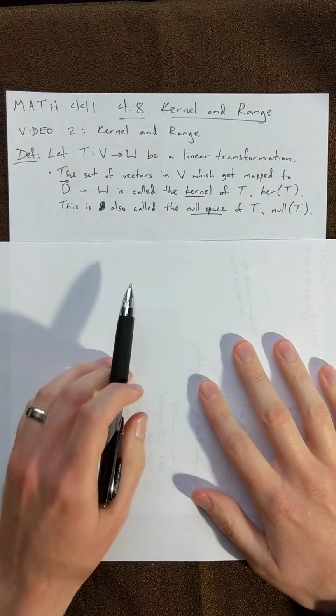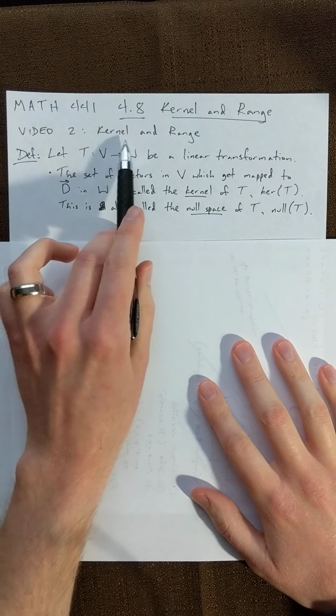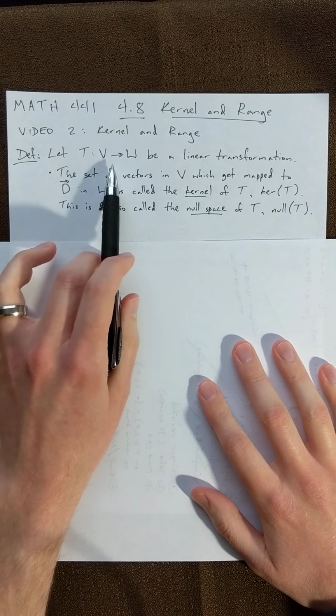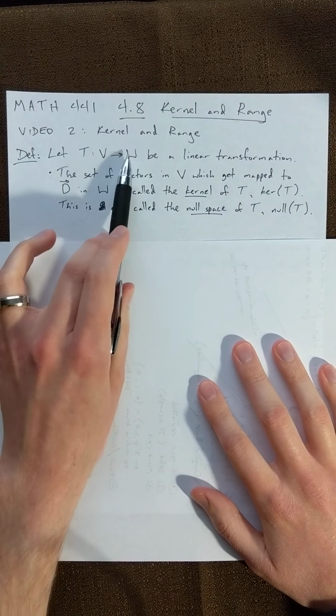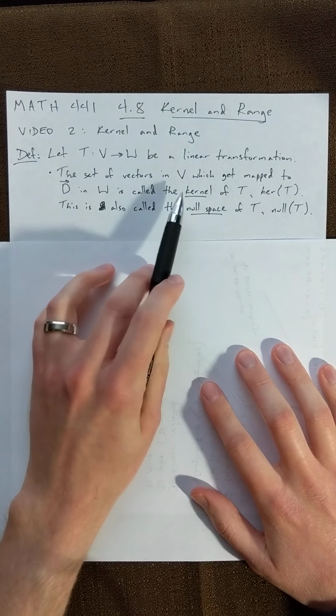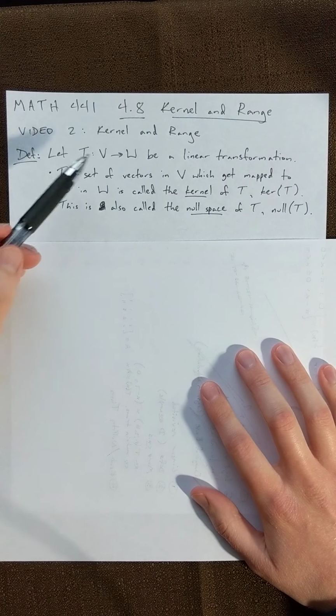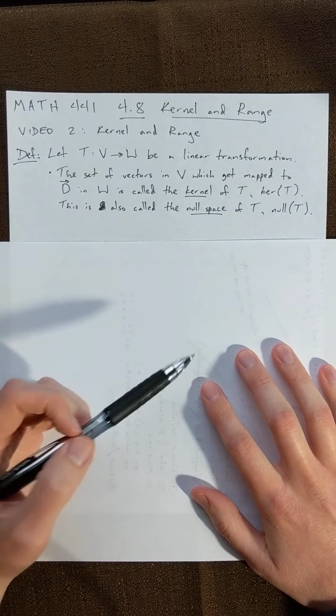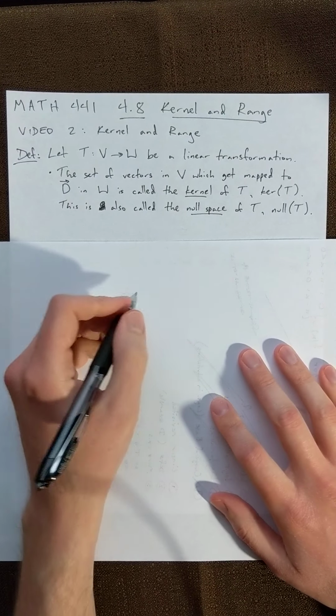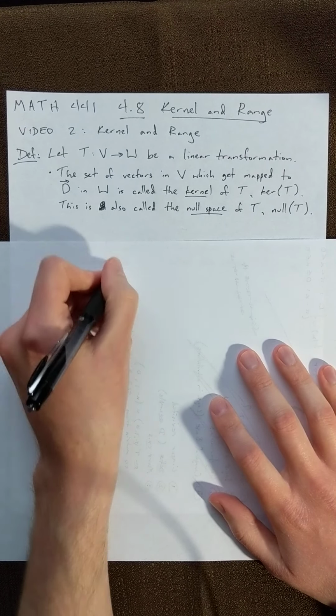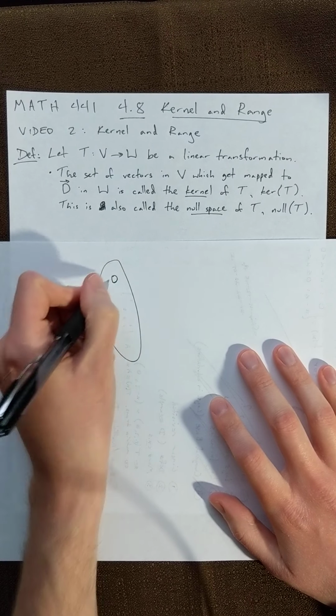Okay, in this video I'd like to try and introduce you to what we mean by kernel and range. So let's start with a linear transformation from one vector space to another. The set of vectors in V, in the starting vector space, that get sent to the zero vector in the ending vector space is called the kernel.